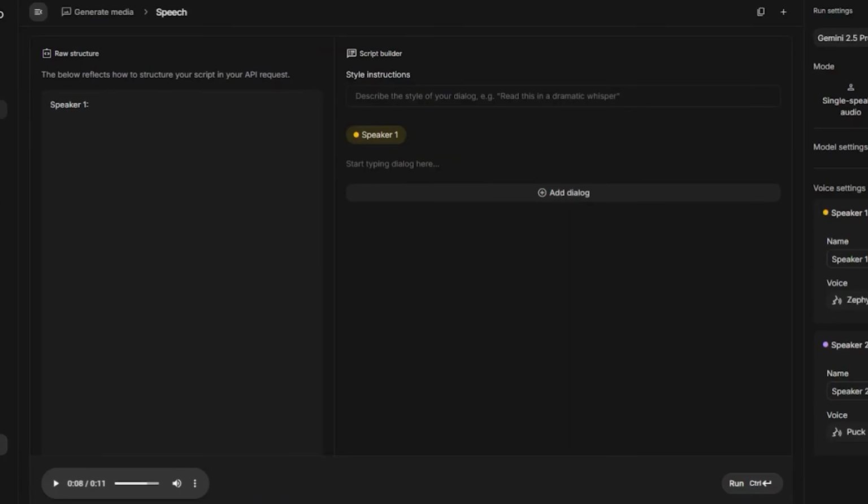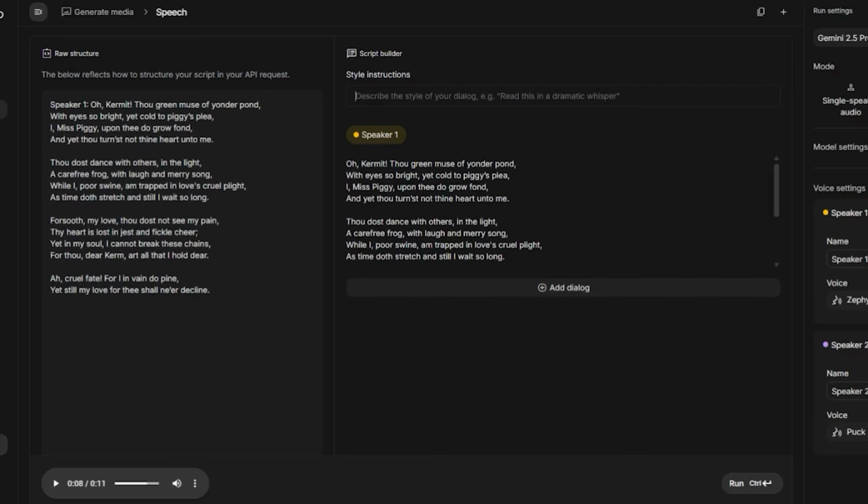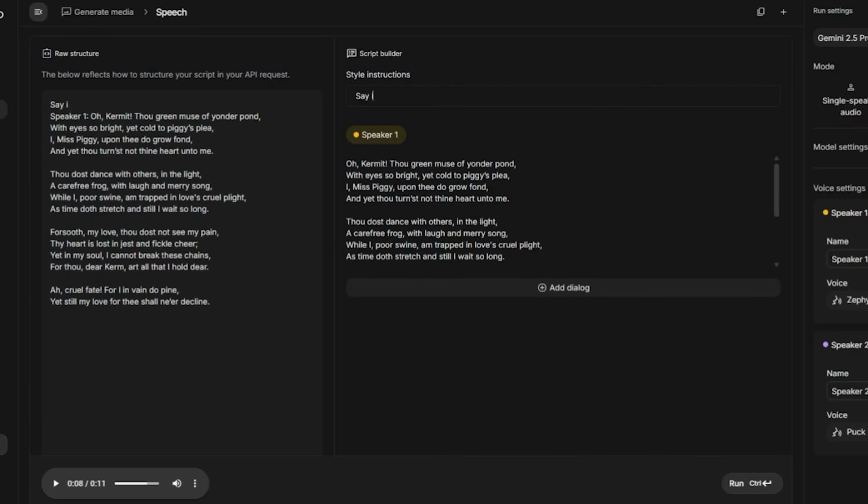Let's go to Google Labs and use Gemini text-to-speech. I take the poem that ChatGPT gave me, and I cut and paste it into Gemini text-to-speech, and let's see what we get.